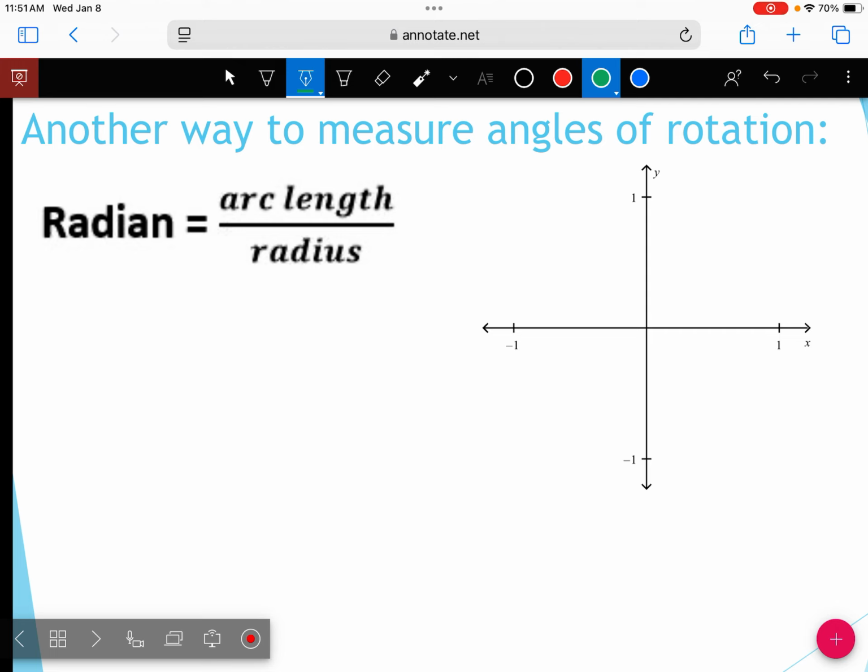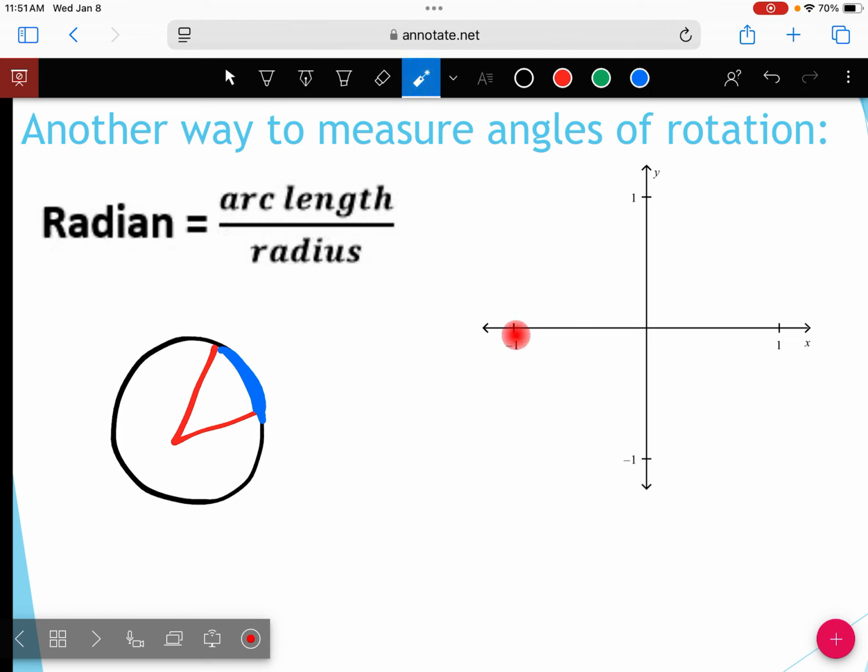A radian is simply the measure of the arc over the radius. And I don't know if you remember from geometry, if you draw a circle and say this is my angle, this would be my arc. That's called an arc. Okay, a unit circle has a radius of 1. Does everyone see how we have a 1, 1, negative 1, negative 1? So the largest number we have on a unit circle is 1.